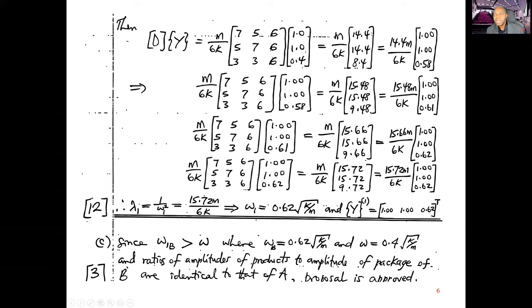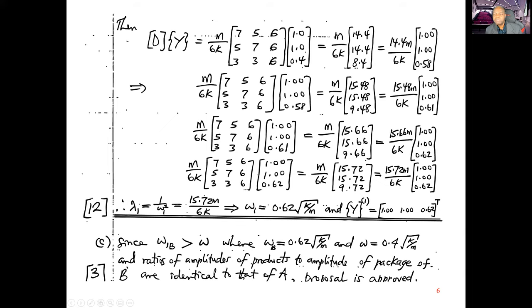Multiplying the matrix by the vector, I'll get M over 6K into 14.4 and so on. I will take the largest number and bring it out of the bracket, so I normalize the numbers in the bracket. I get 14.4 M over 6K into 1, 1, 0.58. Then I take this second trial vector and use it in the next line of my iteration: M over 6K into the matrix times 1, 1, 0.58. Multiplying out and normalizing by the biggest number, I now end up with 15.48 M over 6K times the vector 1, 1, 0.61. This vector then becomes my next trial vector, the third trial vector, which I'll use on the next line for the iteration.